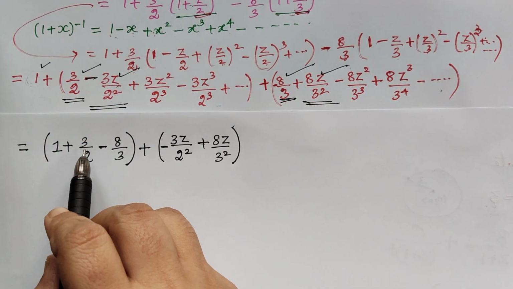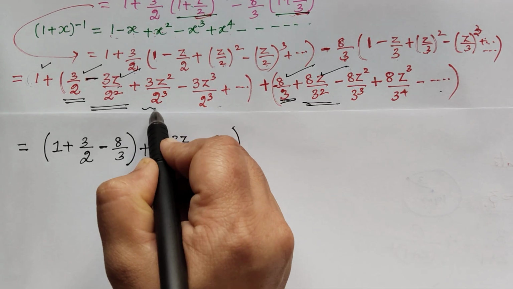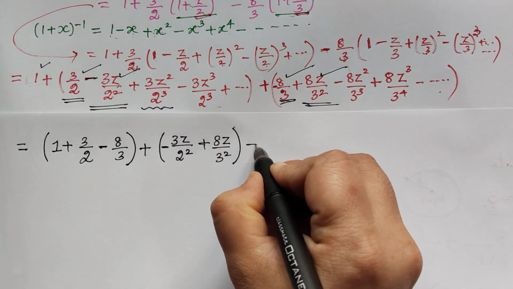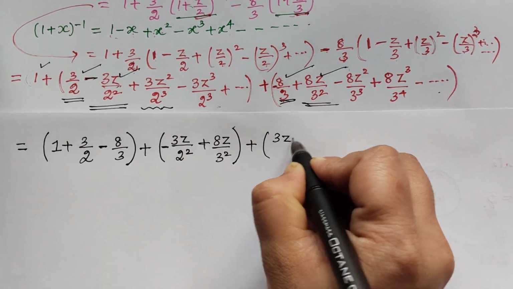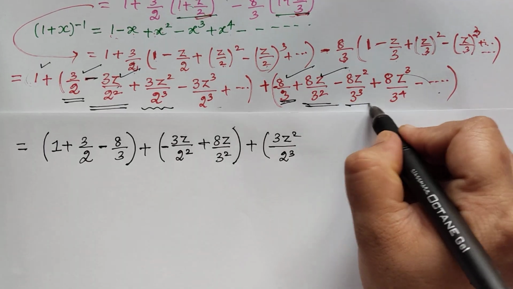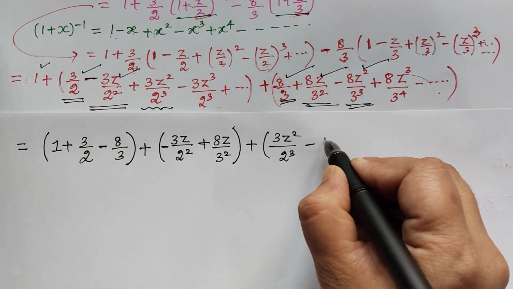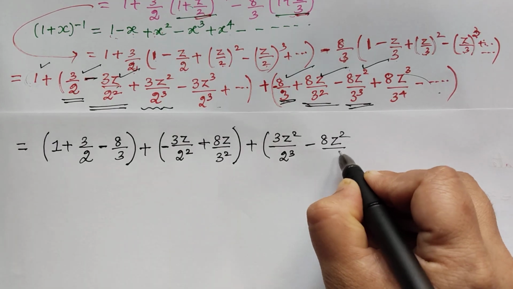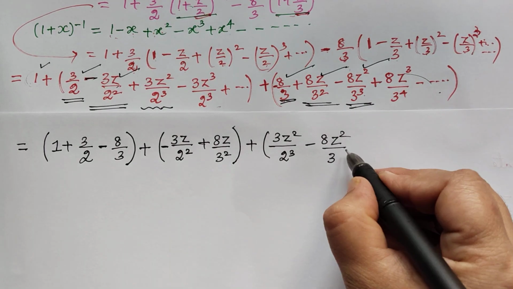Now next we shall gather the z square terms. So what is the z square term? It is here. So plus 3z square by 2 cube. And what is the z square term over here? This term. So minus 8z square by 3 cube.